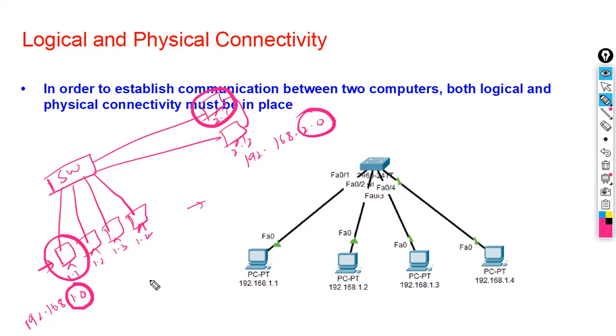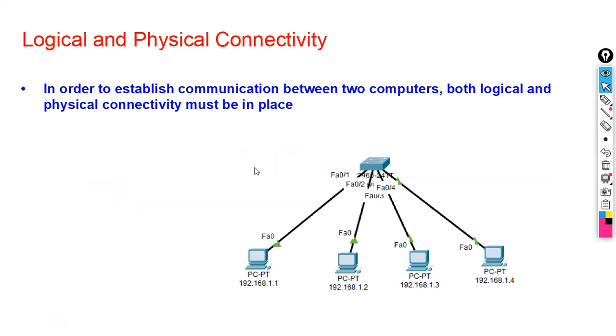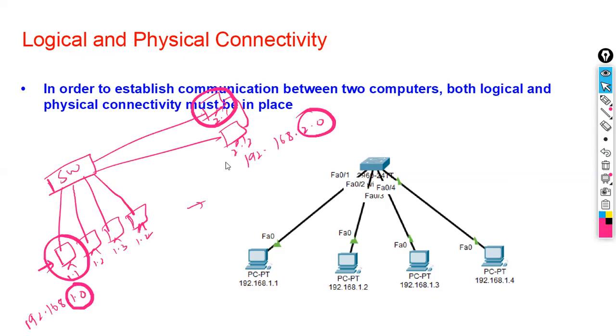Getting the point or any confusion, guys? Should I explain it one more time? All right. So they will not communicate because the logical connectivity is not there. So just remember this point: if they are in the same network, they will communicate. If they are in different networks, they will not communicate.